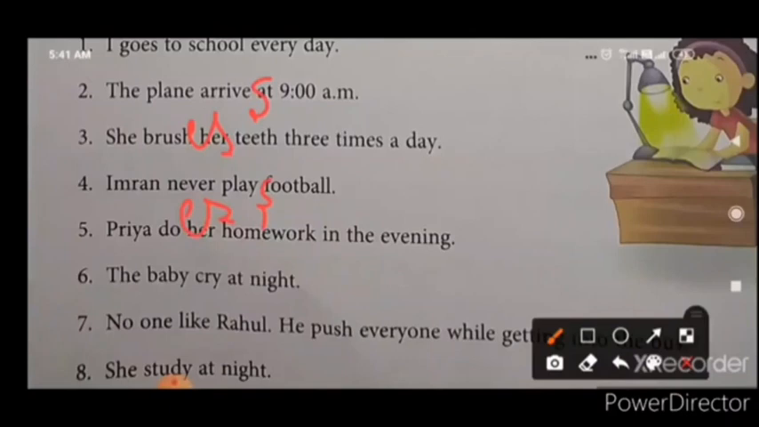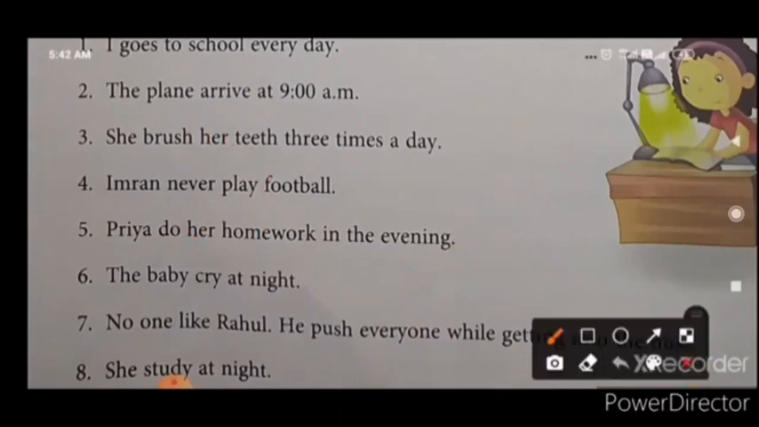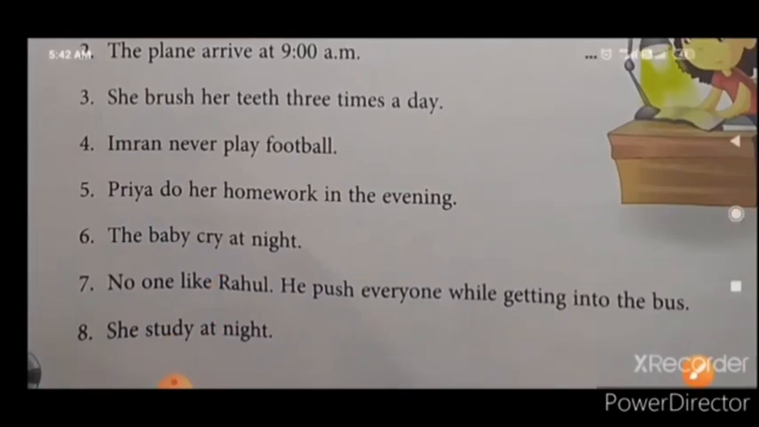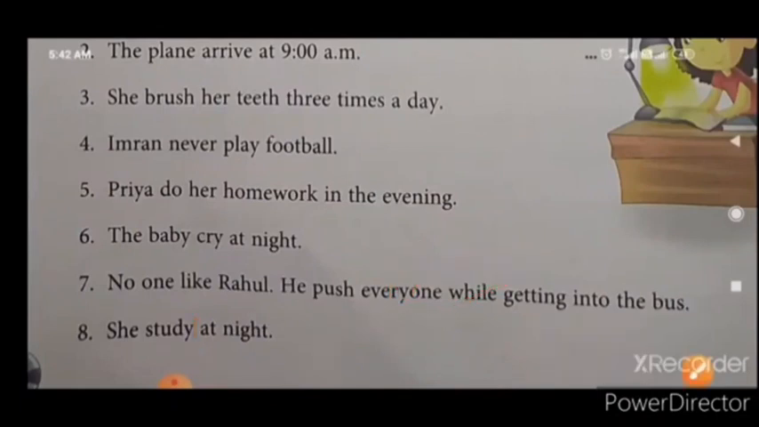Sixth one, the baby cry at night. The baby cries at night. Seventh one, no one like Rahul. He pushes everyone while getting into the bus. No one likes Rahul. He pushes everyone while getting into the bus. The last one, she study at night. So remove y and add ies. She studies at night. Students, write your homework correctly.